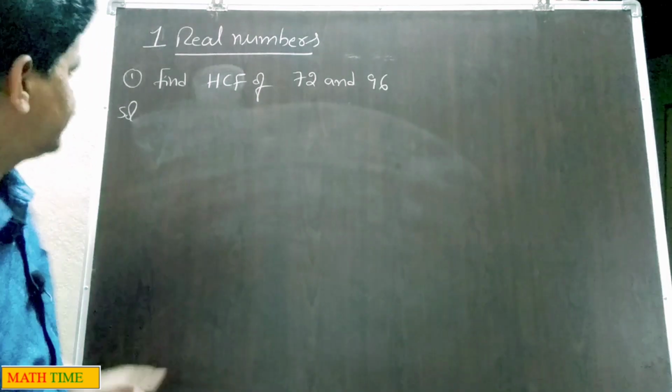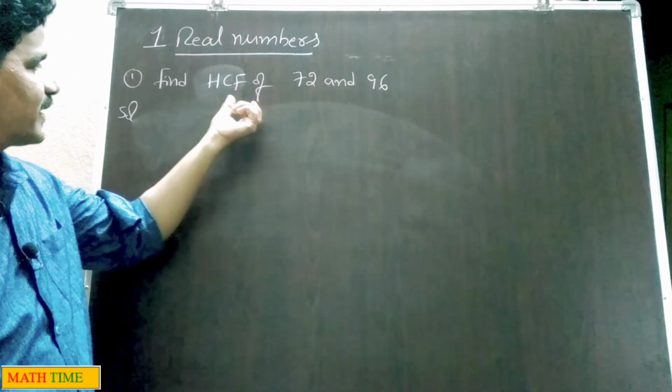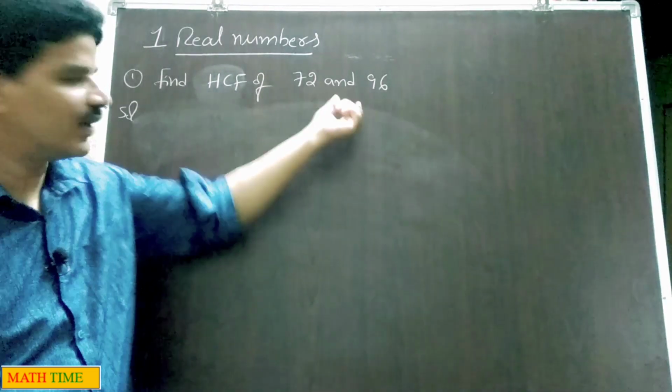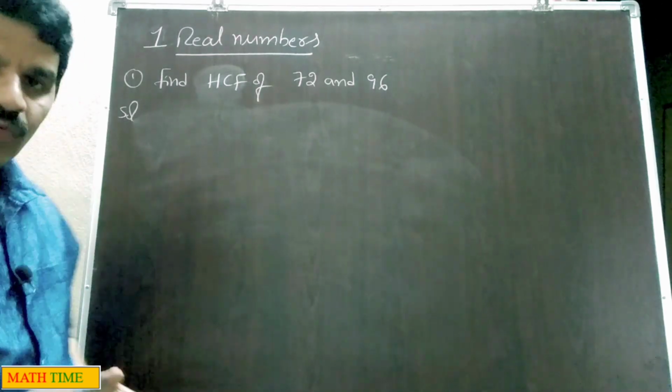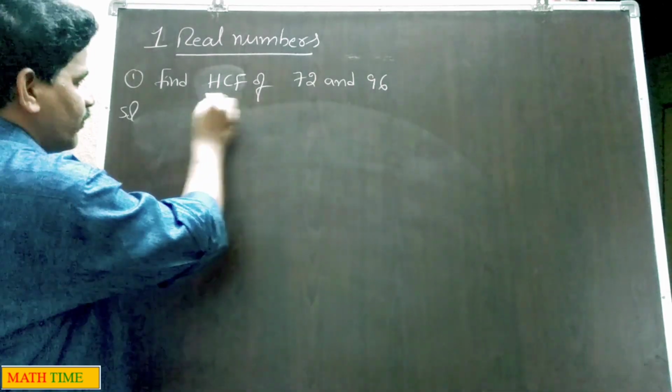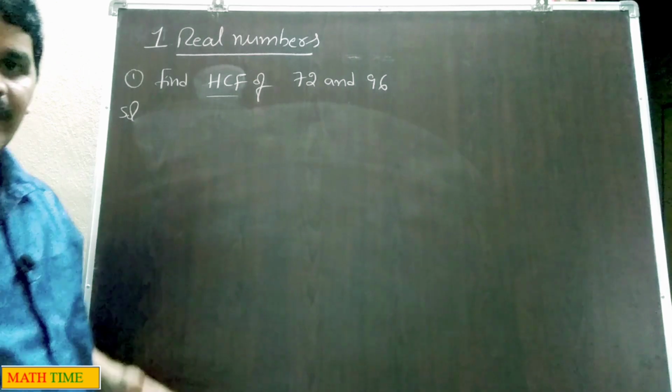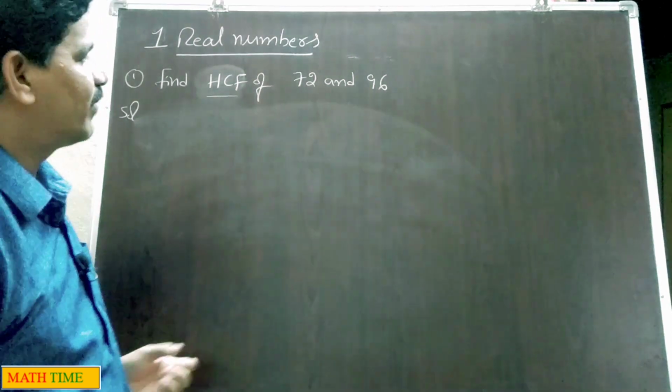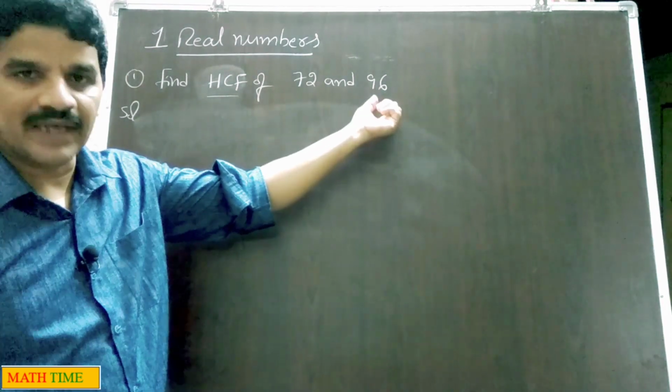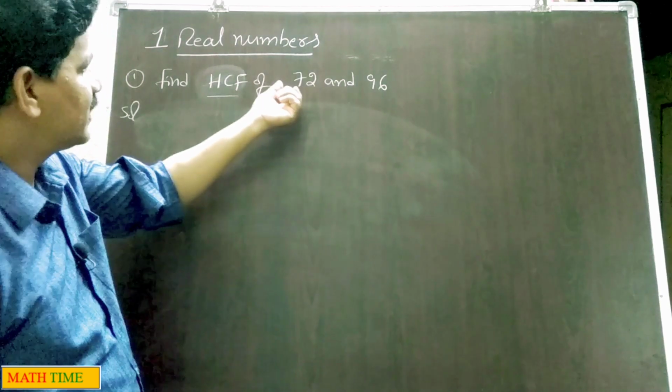Question number 1 is find HCF, highest common factor of 72 and 96. What is our working rule to find HCF? Biggest number should be divided with what? Smallest number in the given problem. Here our biggest number is 96, smallest number is 72.